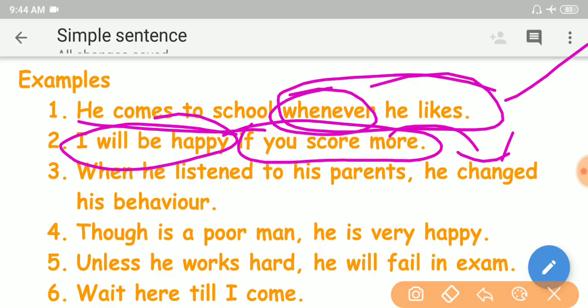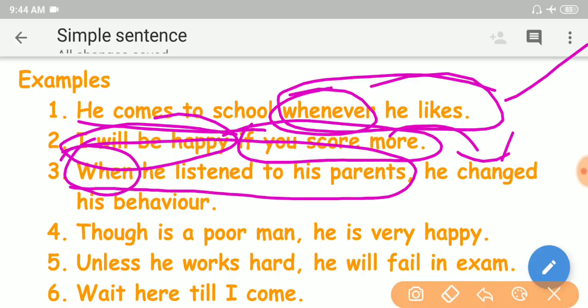It gives independent meaning. When he listened to his parents, see my dear friends, here the subordinate conjunction is when. When he listened to his parents, then a comma is needed. He changed his behavior.